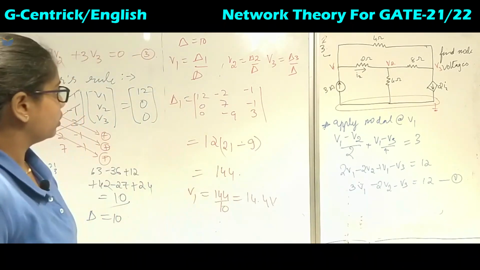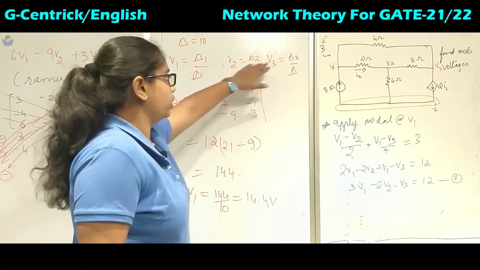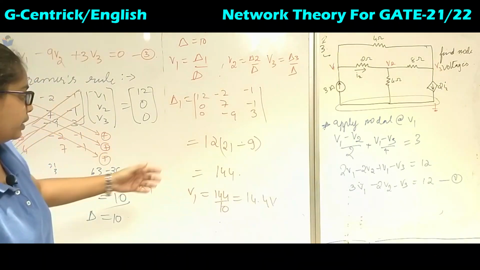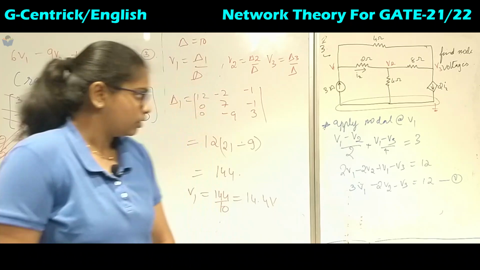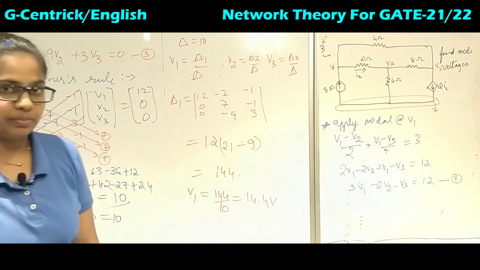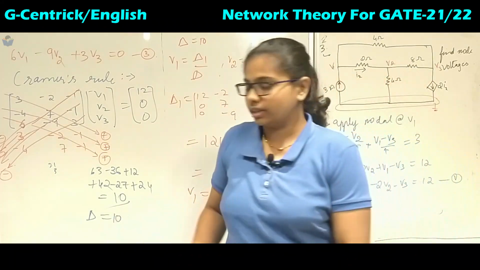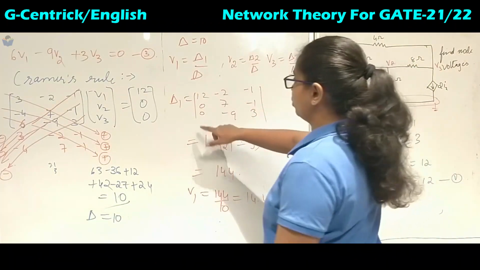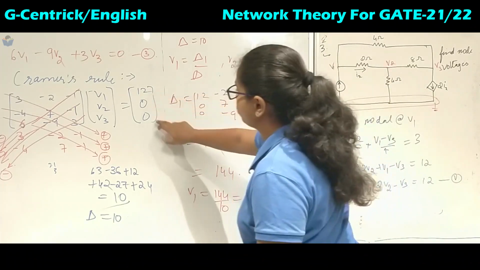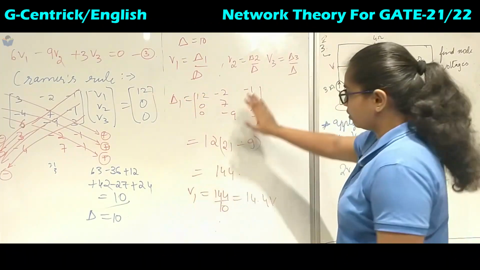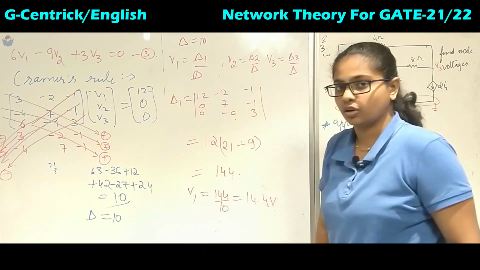Okay, so this is V1. Similarly, we can calculate the value of V2 and the value of V3. If there is some mistake in the calculation of the equation, please correct it, as there may be some mistakes while calculating. Similarly you can find V2 and V3. To find the value of del 2, you have to replace the second column with 12, 0, 0, and to find V3 you have to replace the third column with 12, 0, 0 and keep the rest of the columns as they are.